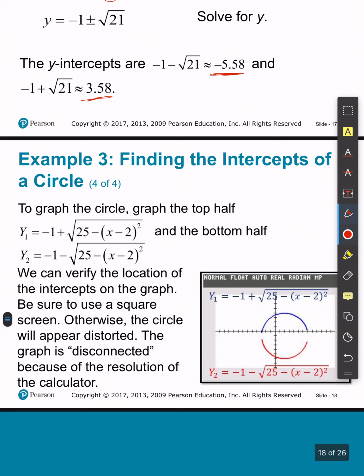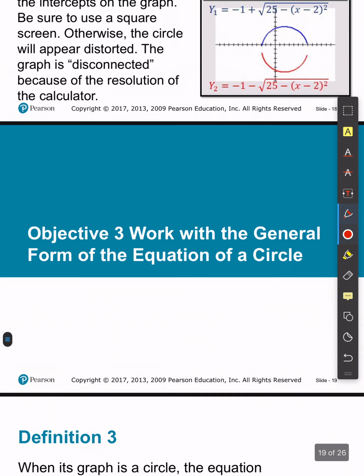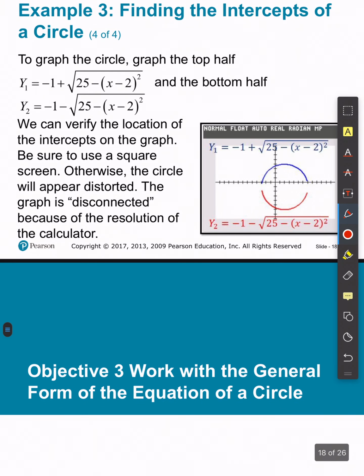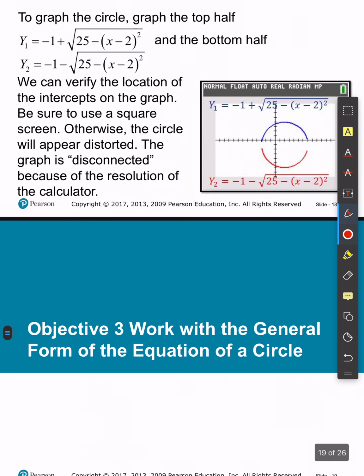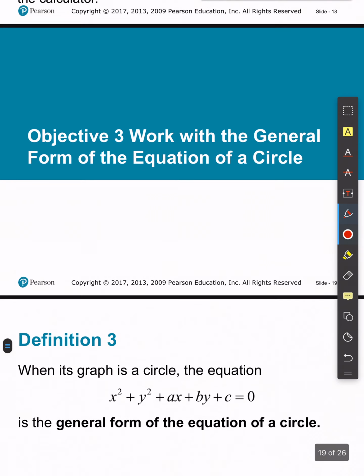Okay, so if we're going to do this on a graphing calculator, it's a lot easier to find the intercepts because we can just do what we've already done: graph the thing, and then figure out where it crosses using our intercept function. Just like we did with lines and curves in a couple lessons previous, we can do that with a circle.